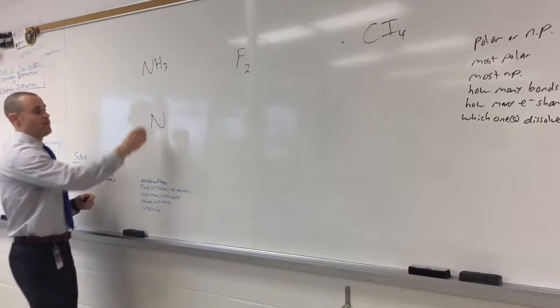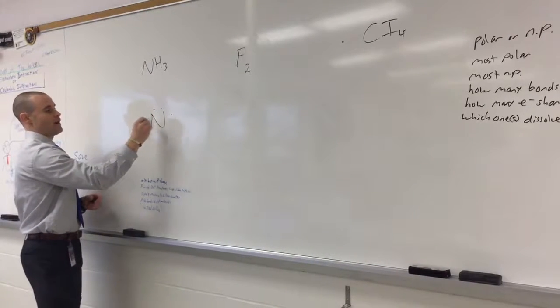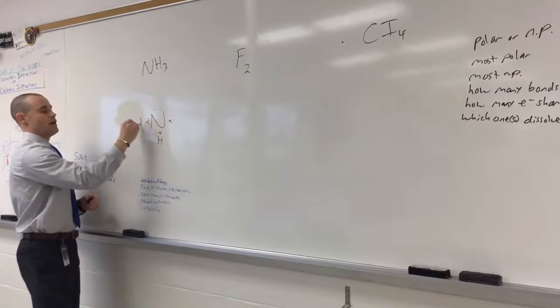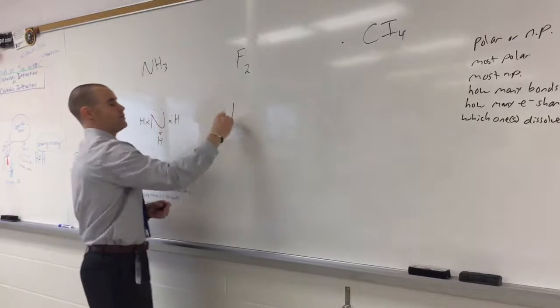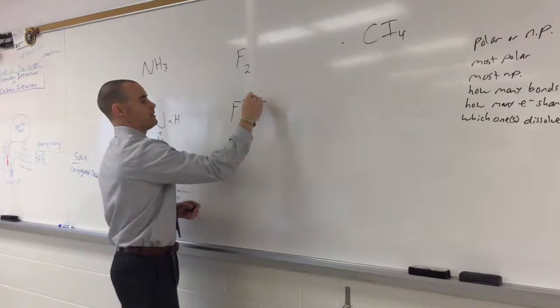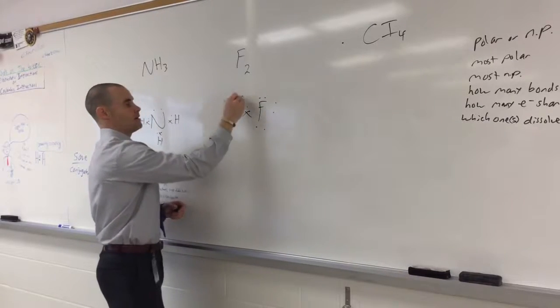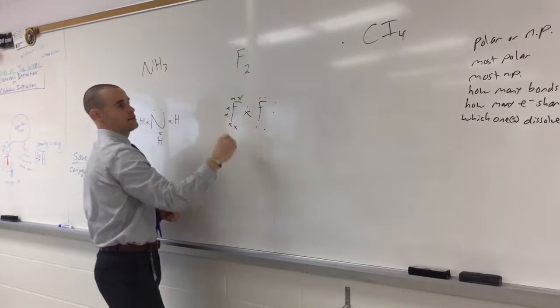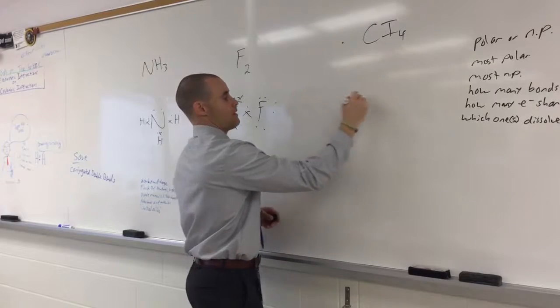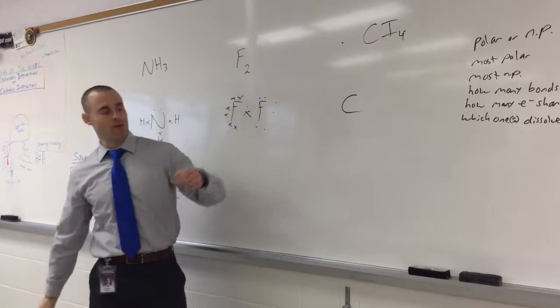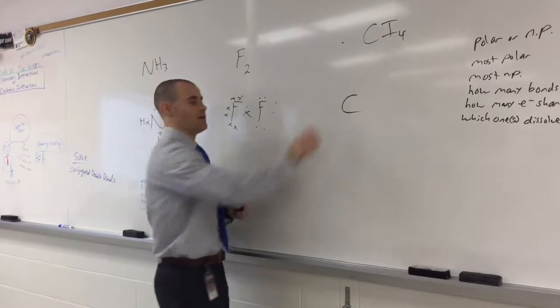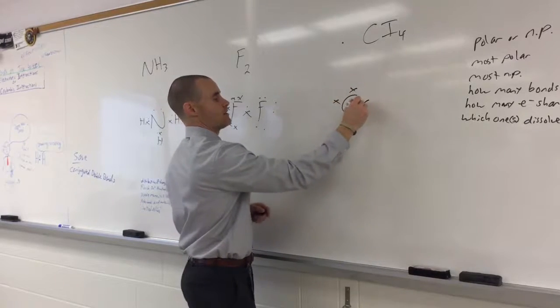Thanks. We got nitrogen with 5 dots. 1, 2, 3, 4, 5. X, X, X. Those are H's. All right. F2 dot X dot dot dot dot dot X, X, X, X, X. And then C. I'm gonna reverse it here. I'm gonna use X's for C just because it's a lot easier to make a lot of dots than X's.